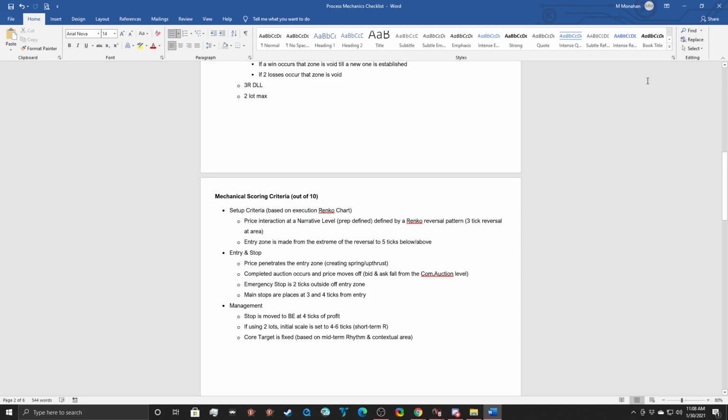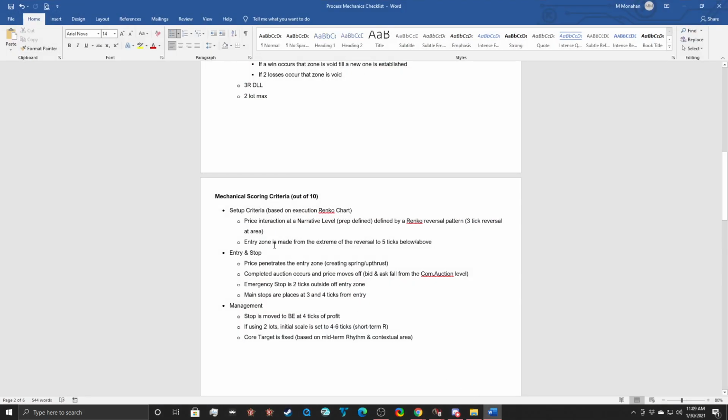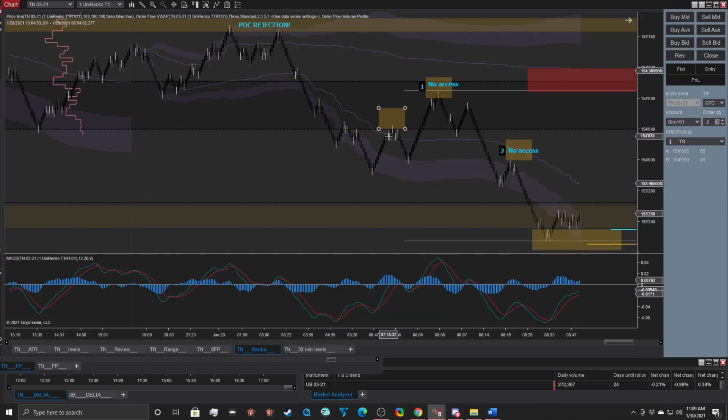Price has to interact at a narrative level. So price has to be in one of these zones. And what I mean by interact is it has to go into those zones and reverse in the direction we want to see that reversal. Just to give you a quick example, let's say this was an entry zone right here, this value area high. Price accepts into it, comes up, and then pulls away from it. This is the 3-tick reversal that you see on the Renko, these 2 white bars. From that extreme, we get an entry zone. So now I can execute a short inside of this yellow box.